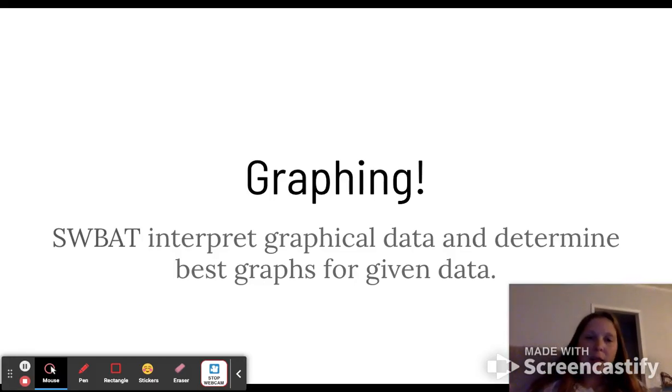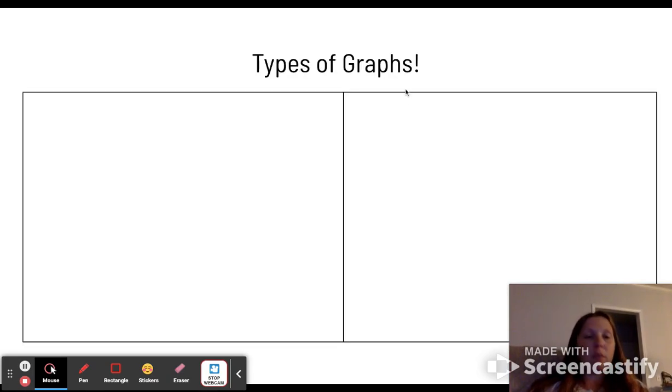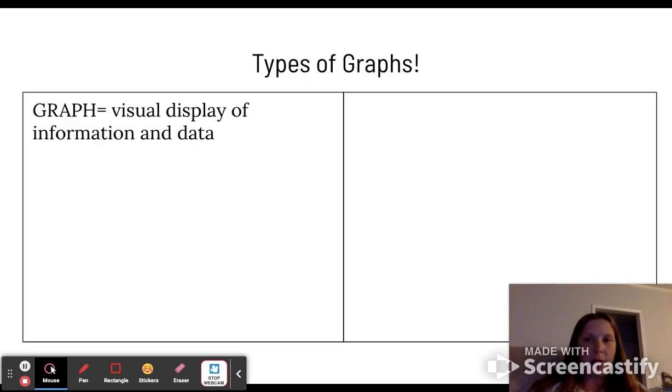Hey everybody, this is our lesson on graphing. So by the end of this lesson, you should be able to interpret graphical data and determine the best graphs for given data. So we have three different types of graphs that we look at in this course.